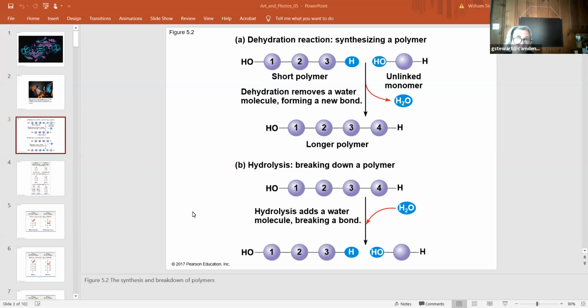Okay, so for each one of these types of molecules, for carbohydrates, lipids, proteins, and nucleic acids, we're going to discuss the monomer, and then we're going to discuss the polymer.